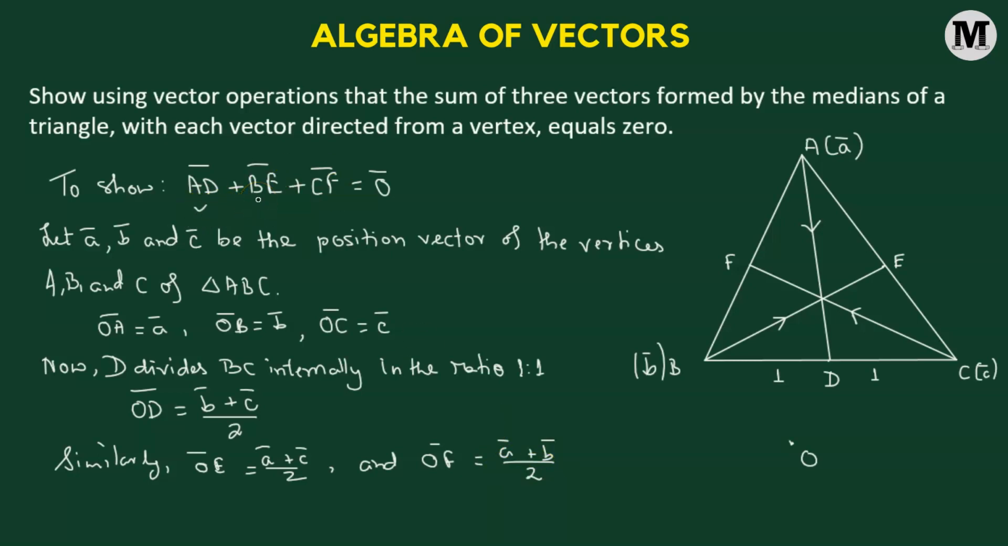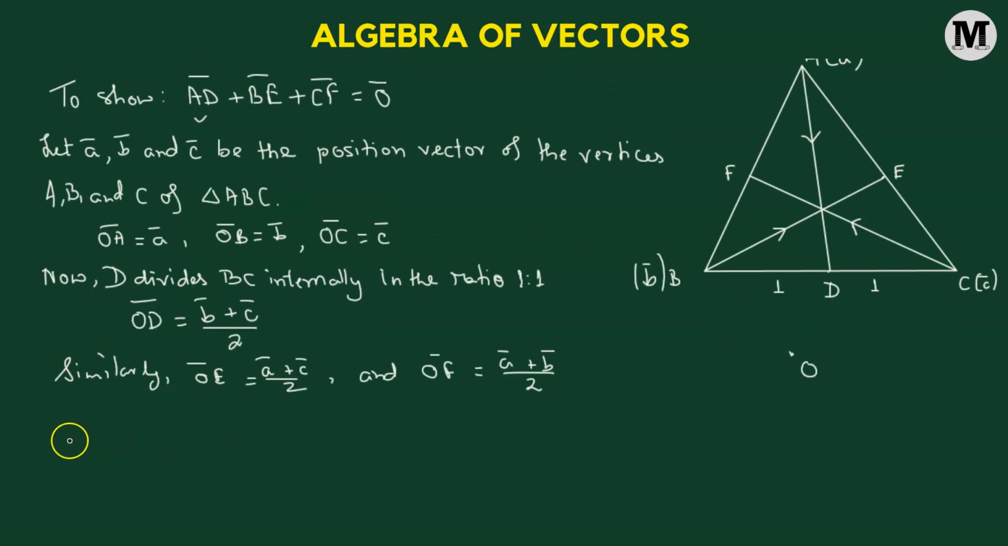Now, let's first find the vector AD. How do we find the vector AD? We're going to use the definition of the position vector. So AD vector is given by OD vector minus OA vector. OD vector is B vector plus C vector whole divided by 2, minus OA vector, that's vector A. So this is going to give us B vector plus C vector minus 2A vector, divided by 2.